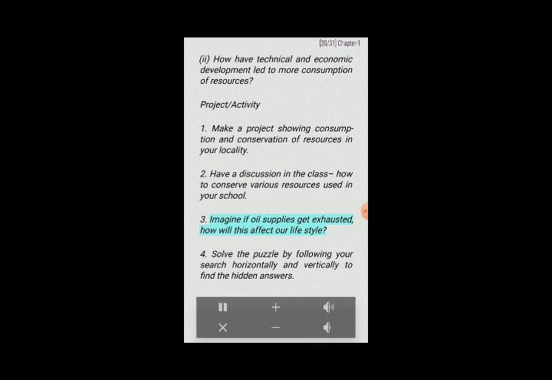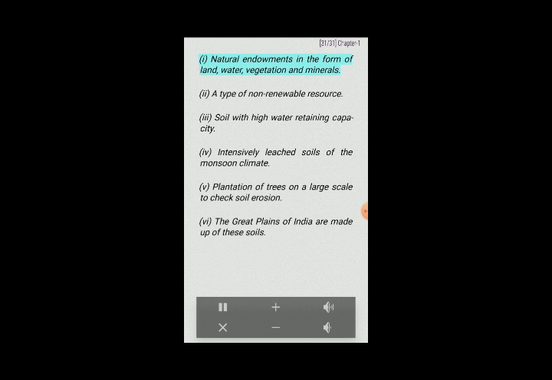3. Imagine if oil supplies get exhausted, how will this affect our lifestyle? 4. Solve the puzzle by following your search horizontally and vertically to find the hidden answers. I. Natural endowments in the form of land, water, vegetation and minerals. II. A type of non-renewable resource. III. Soil with high water retaining capacity. IV. Intensively leached soils of the monsoon climate. V. Plantation of trees on a large scale to check soil erosion.